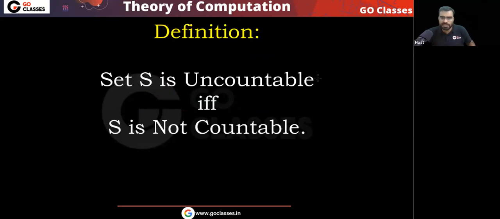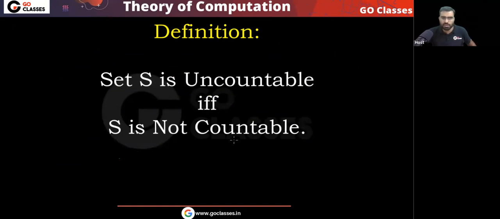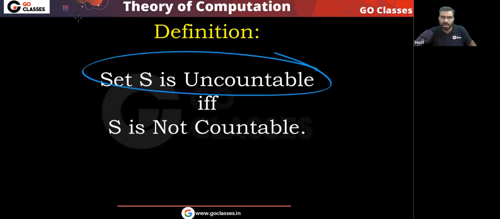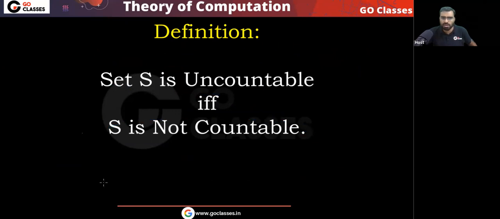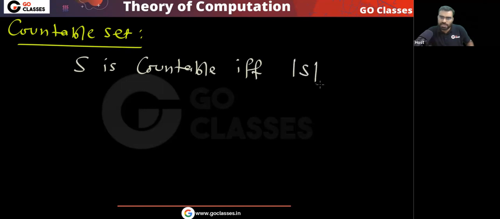A set is uncountable if and only if it is not countable. We have already seen the definition of a countable set. So tell me, when can you say a set is not countable? You already know the definition of countable. S is countable if and only if size of S is less than or equal to size of N. This was the definition.